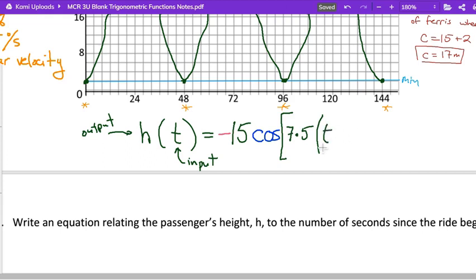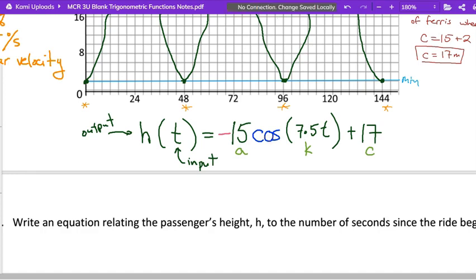Okay. Now, do we have a phase shift? No, we had a vertical reflection. So actually, I don't need all these extra brackets. I can just write cos of 7.5 t. And then I do have a c value, right? A vertical shift. And we shifted up, so it's plus 17. That's my C, that's my K, that's my A.